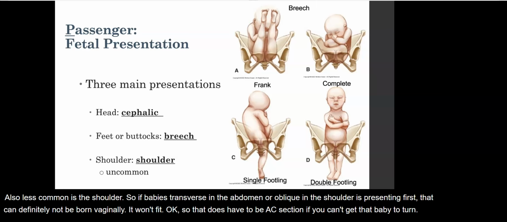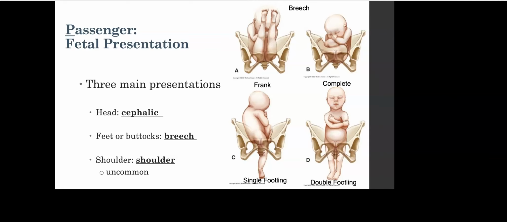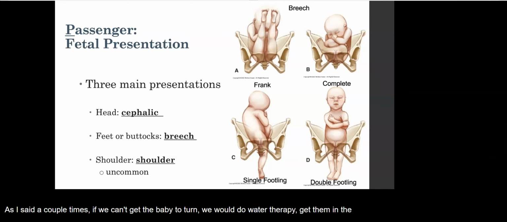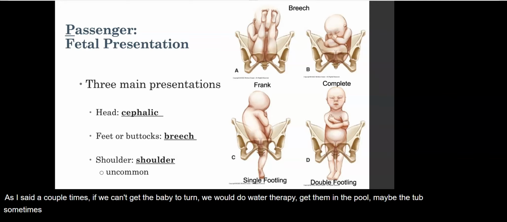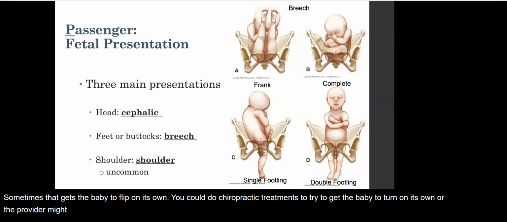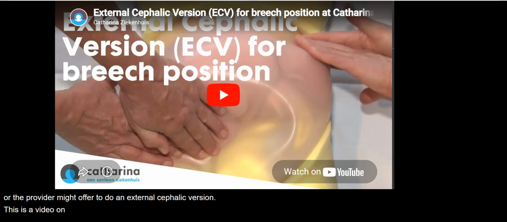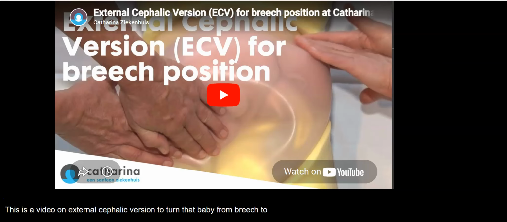As I said a couple times, if we can't get the baby to turn, we would do water therapy, get them in the pool, maybe the tub. Sometimes that gets the baby to flip on its own. You could do chiropractic treatments to try to get the baby to turn on its own. Or the provider might offer to do an external cephalic version.